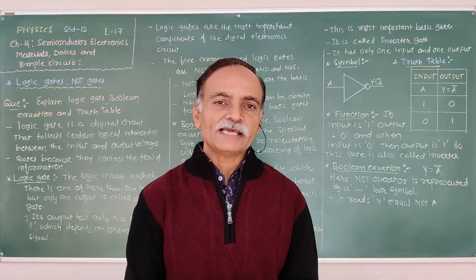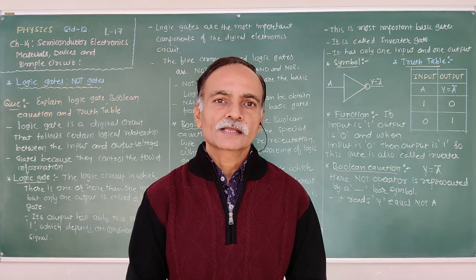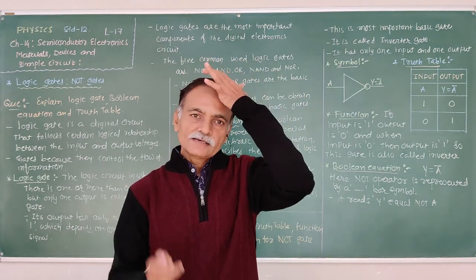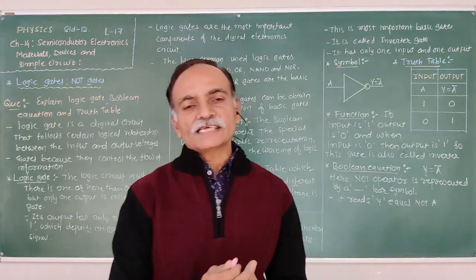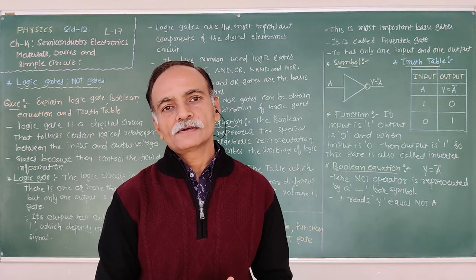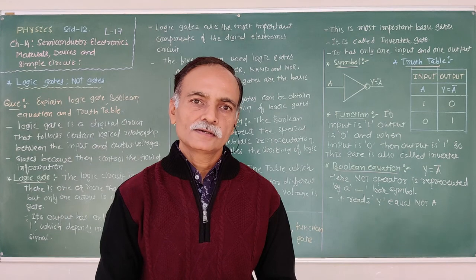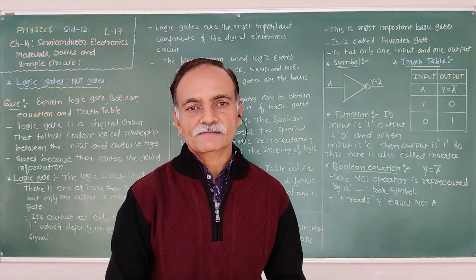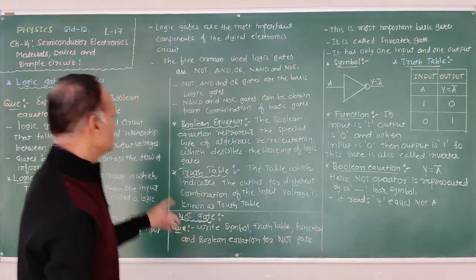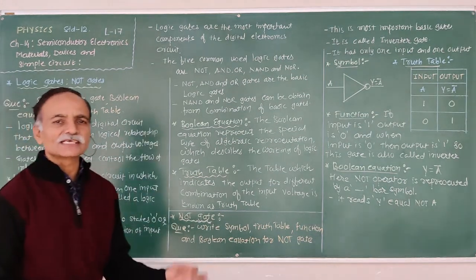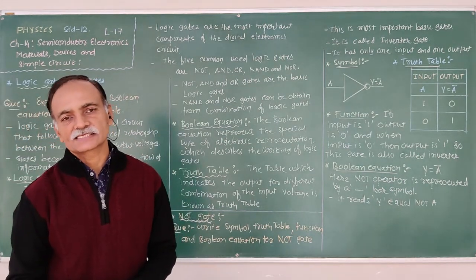The same thing, we are using this type of bulb in the steps from the first to second floor, second to third floor. We are using the two-way switch. So that is also the same logic. That is also known as the basic logic circuit for the logic gates.